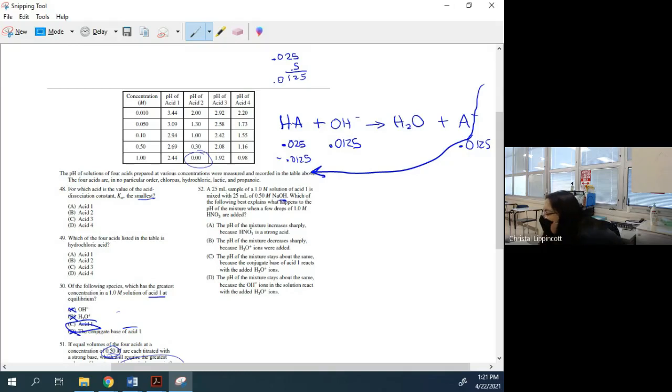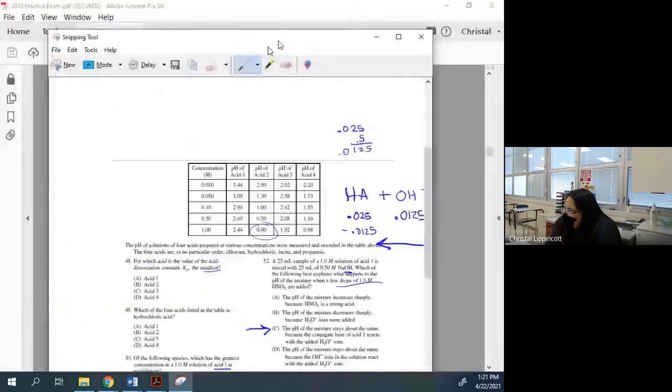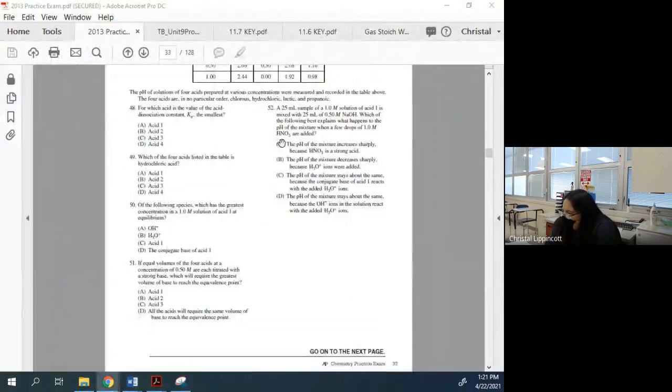And that'll happen because we just put a couple drops in there. So it's not a lot. That'll happen until we run out of these ions, and then it would change dramatically. But just a couple drops isn't going to make a big difference, so it's going to be C. All right, see what we can do with 53.